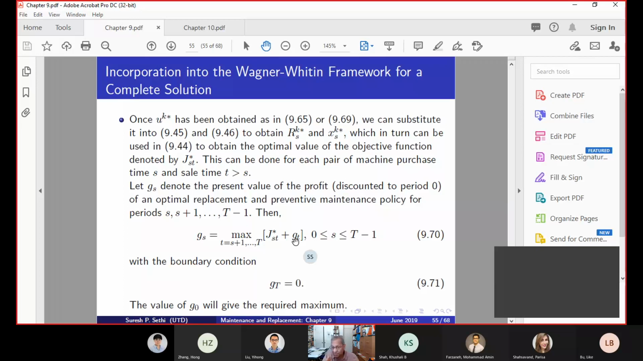But the optimal could be not S to T, but it could be S to S plus 1, S to S plus 2, S to S plus 3, S to T. So optimal could be a step going like this. So G of S then has to be the max of this sum where T goes from S plus 1 to capital T.